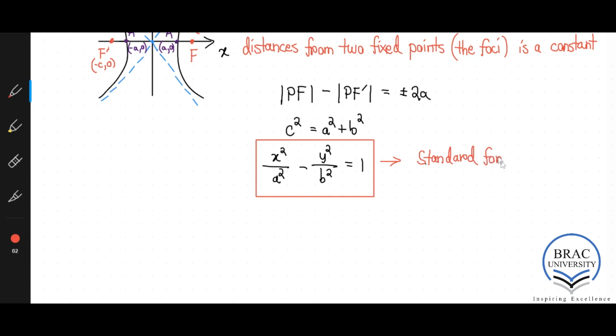Now this is if the center was at 0, 0. Otherwise, we would have this equation: x minus h squared over a squared minus y minus k squared over b squared is equal to 1. This is also a standard form. It's just in terms of a shifted, or translated, hyperbola.